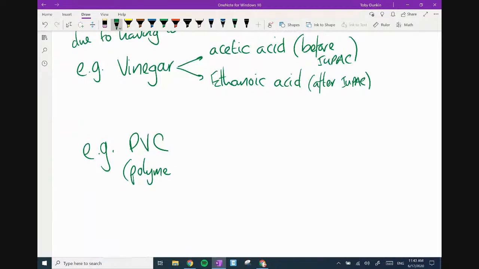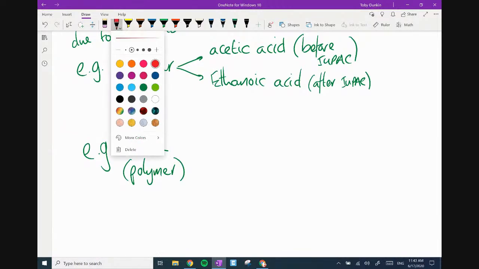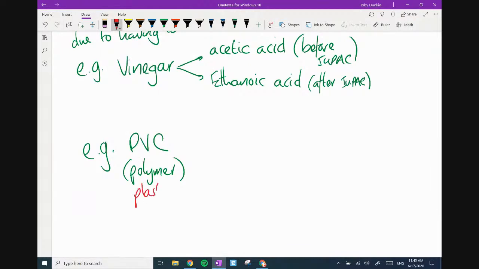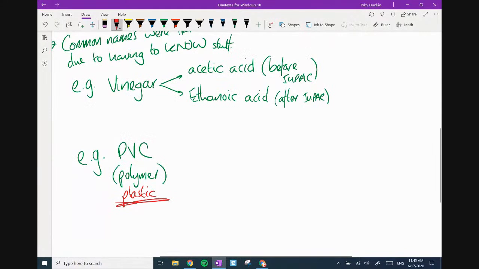I want to use the word plastic, but I have to warn you, the word plastic doesn't really exist in chemistry. You never use it. That is banned. We always use the term polymer. Now, the old name for PVC before IUPAC was polyvinyl chloride. That was the old name.